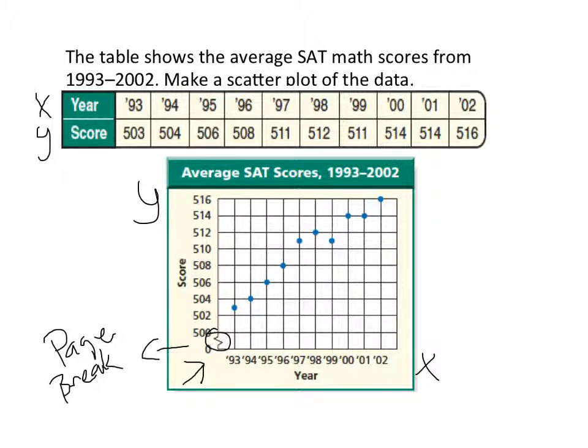Next up, we also have to have a title. Most of this information we get directly from the question, and the title is Average SAT Scores from 1993 to 2002. Now, the next thing to do is to plot the data on the graph, and you can see we already did that in blue.